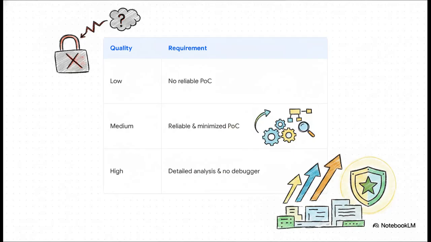To give you an idea of how seriously companies take this, let's look at Microsoft's bug bounty quality levels. A low-quality report has no reliable POC and basically just gives the bare minimum. A medium report provides a reliable and minimized POC. But a high-quality report includes a detailed, spot-on analysis of the vulnerability where reproduction does not rely on a debugger or complex memory modifications. You really want to be aiming for high every single time.